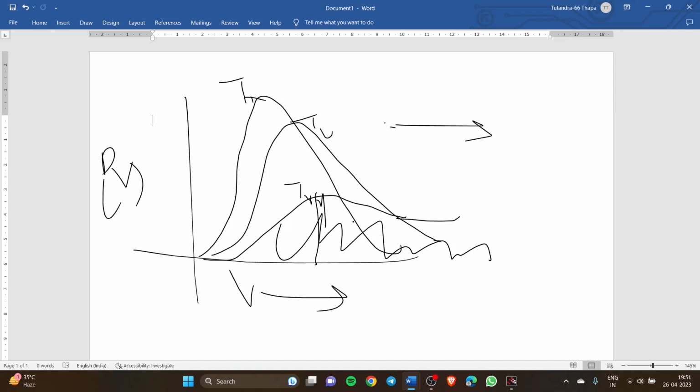Hence at a given temperature, f(v) is proportional to v square. This causes the increase in f with v. At high speeds, exponential minus mv square upon 2 kT is the dominating term, which causes the decrease in f with the increase of v. Also, f is proportional to 1 upon T to the power 3 by 2 at a given speed, hence if we increase the temperature, f decreases.